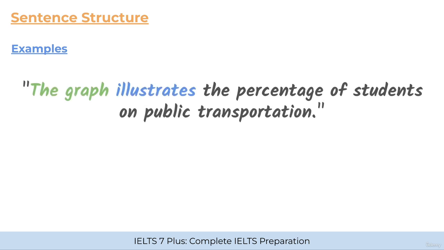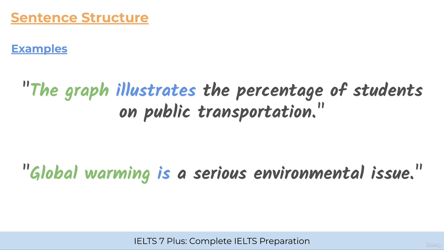The graph illustrates the percentage of students on public transportation. So illustrates being the main verb there, the graph being the subject. Global warming is a serious environmental issue. Okay, so we've got 2 independent sentences. They don't need another sentence to make sense. They are fully complete on their own. They consist of a subject and a verb there, and objects of course, but we're just focusing on the subject and the verb, which makes it a simple sentence.